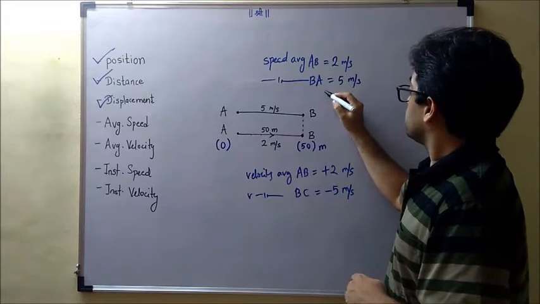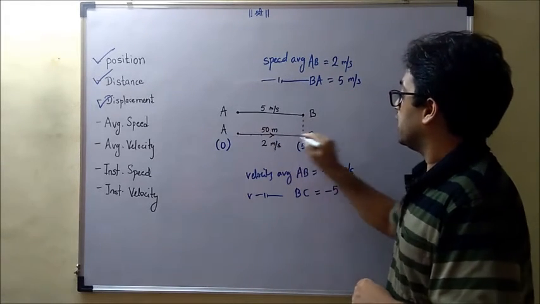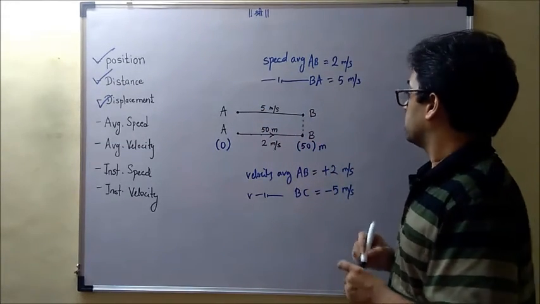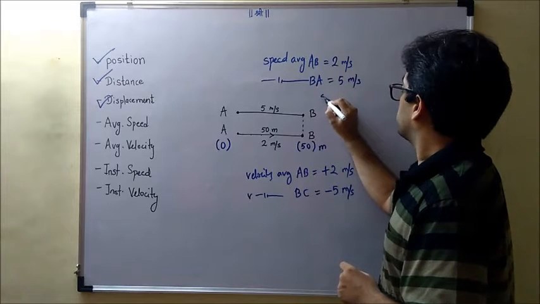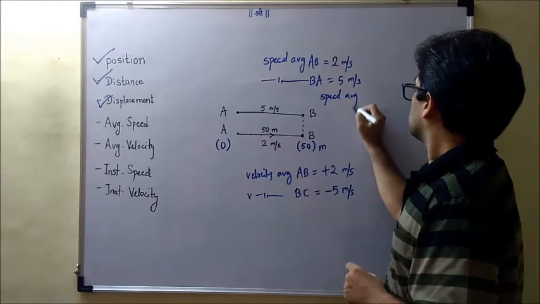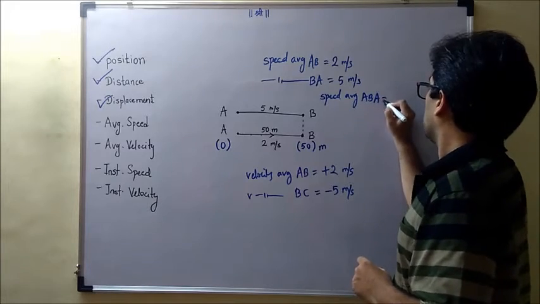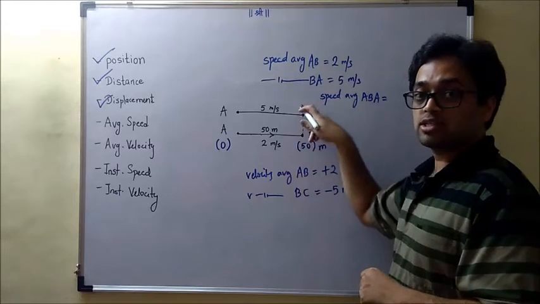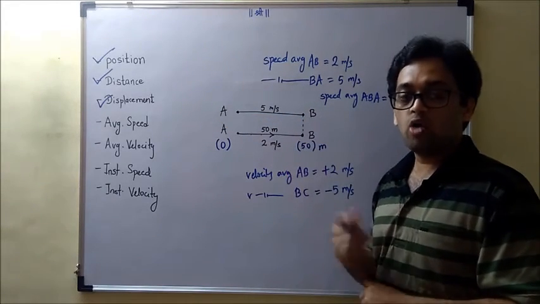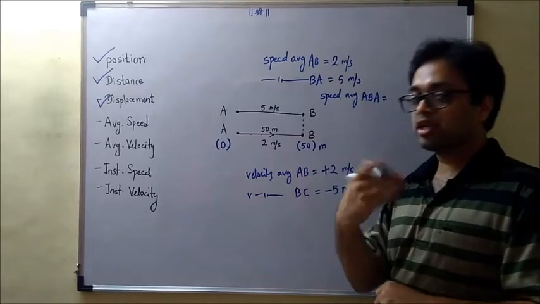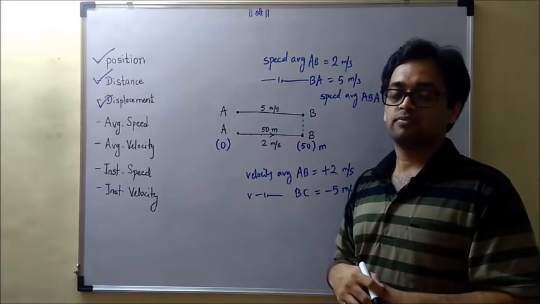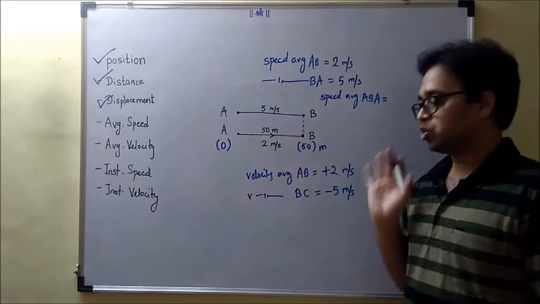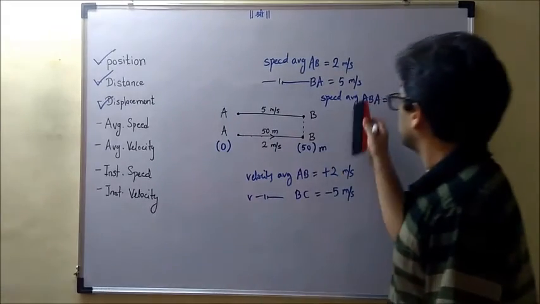Now the average speed of the section ABA, how much will it be? It is 2 meters per second for this section and 5 meters per second for this section. How is average speed calculated? Try to recall the definition of the average speed. Average speed is defined as total distance covered divided by total time, right? That was our definition of the average speed.